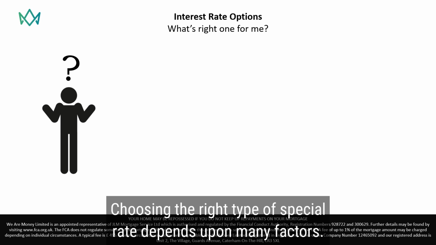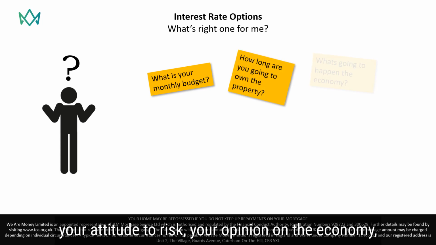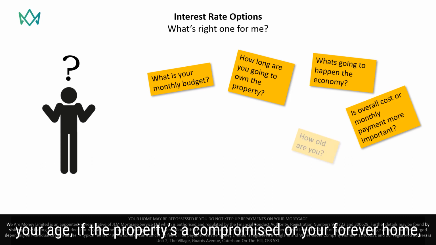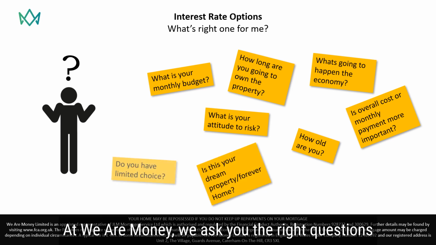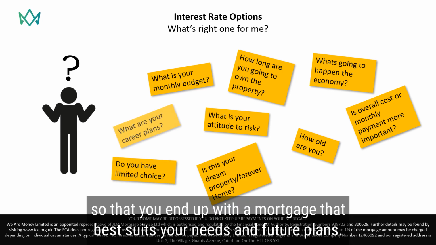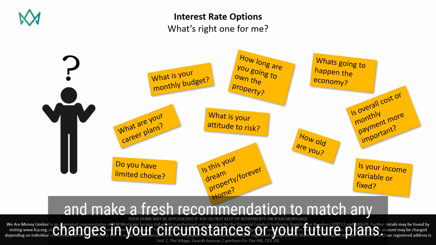Choosing the right type of special rate depends upon many factors: your monthly budget, how long you plan to live in the property, your attitude to risk, your opinion on the economy, your age, if the property is a compromise or your forever home, your career or your personal plans. At We Are Money, we ask you the right questions so that you end up with a mortgage that best suits your needs and future plans. At the end of one special rate, we'll help you again and make a fresh recommendation to match any changes in your circumstances or your future plans.